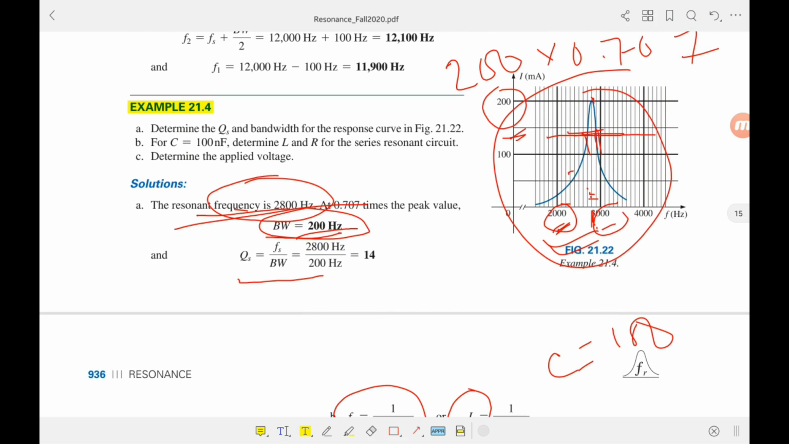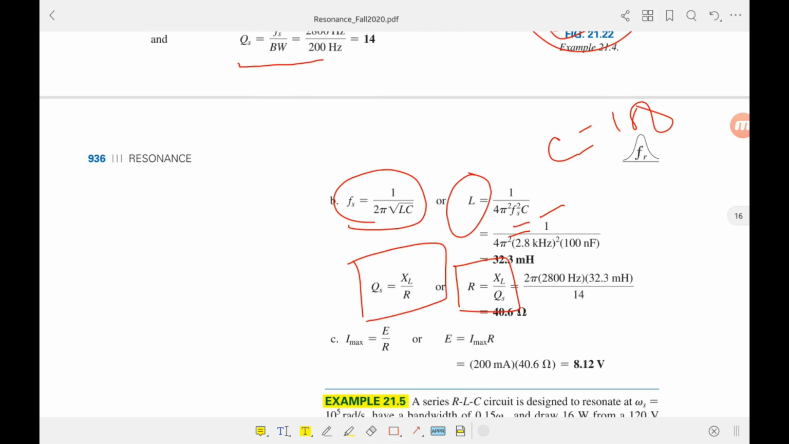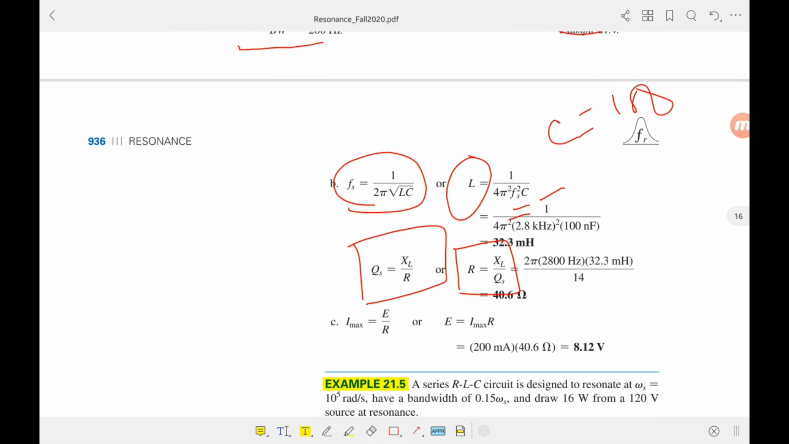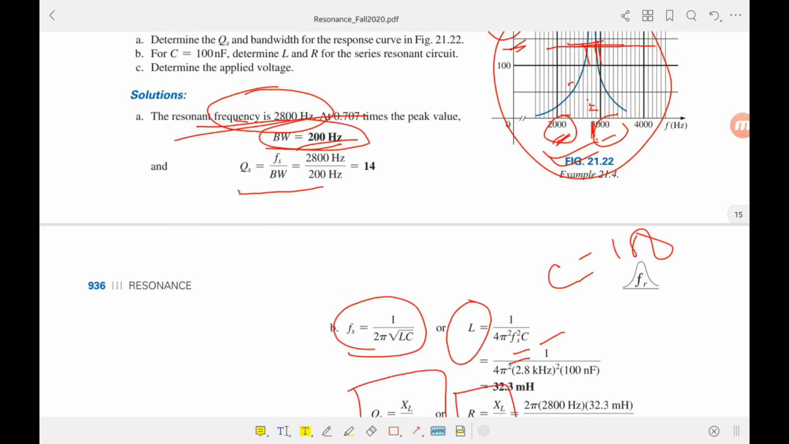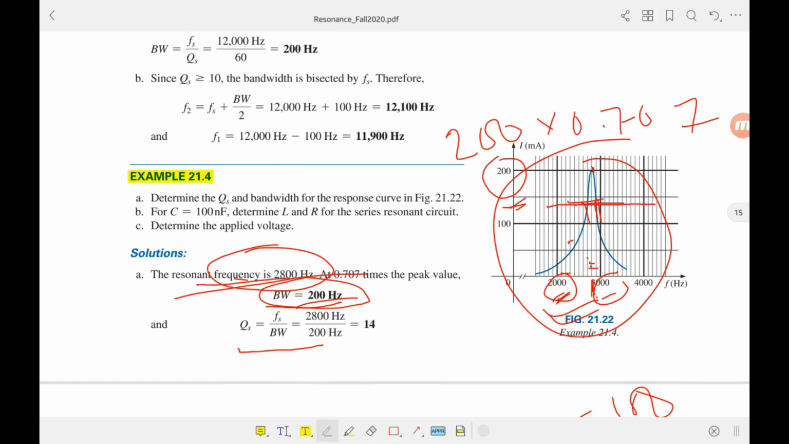And our last question: determine the applied voltage. You know that applied voltage equals I into R, and at the resonance condition this is I max. So I max multiplied by R. I max is 200 milliampere and R is already calculated. So where do you find the I max? Here in this graph, this is the I max, 200.